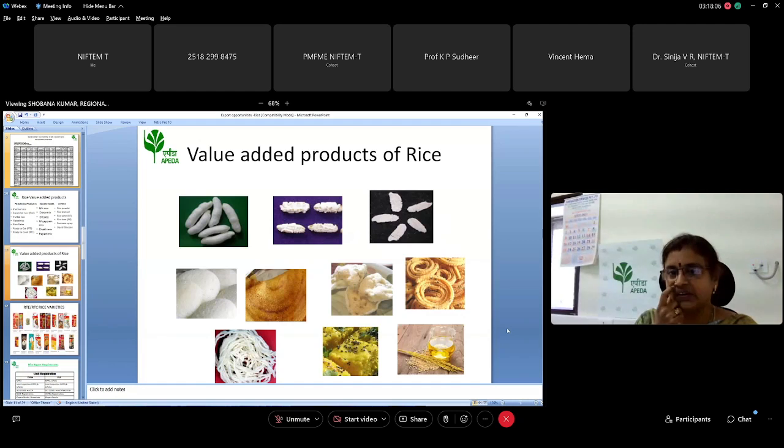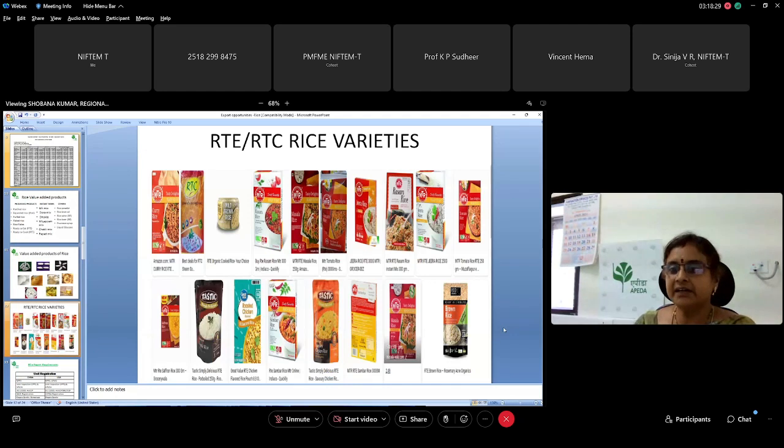So these are all the varieties you have. You must have seen many slides that speakers before me would have shown you. So idli mix, dosa mix, the chakli that we call, and the papad, the typical appalam type, and even the oil that are exported to other countries. Ready to eat and ready to cook rice varieties are a hit nowadays.